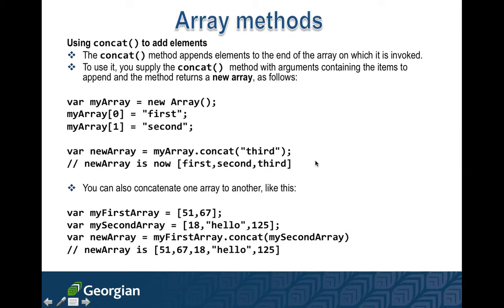I can also use the concat method to add a third value. It adds it onto the end of the array, so first, second, third would be my array now. Here's my first array, 51 and 67, and I have 18, hello, and 125. If I use the concat method on my first array with my second array, I put them together. You might see that; it's a very common way of doing things.